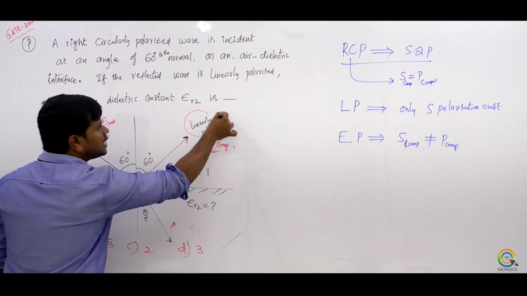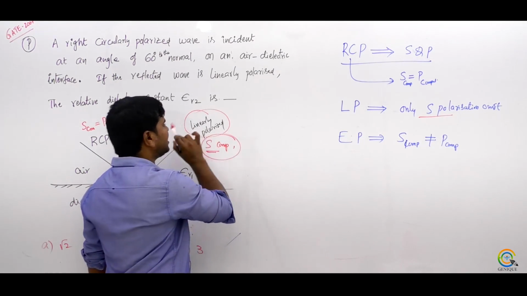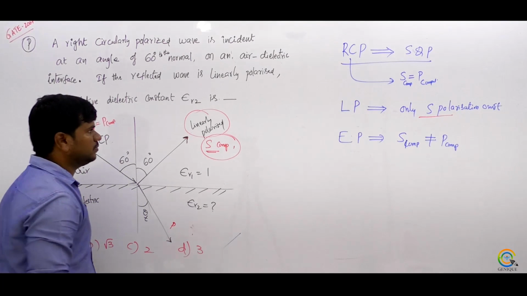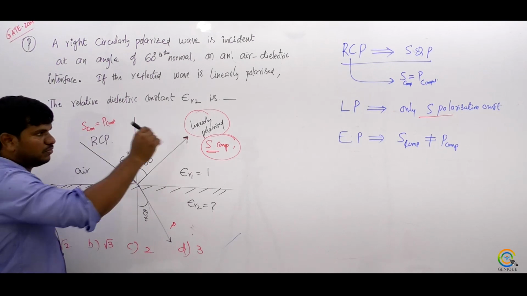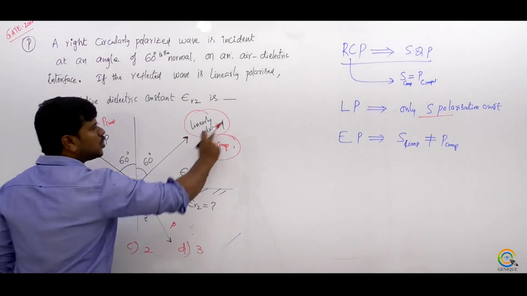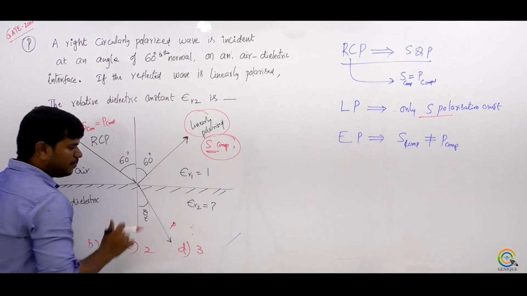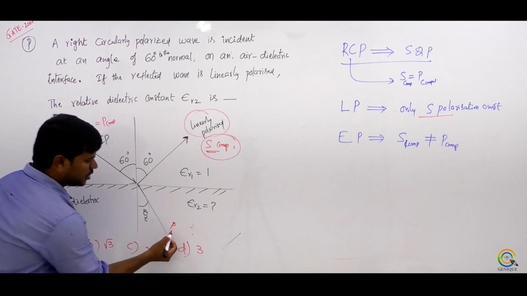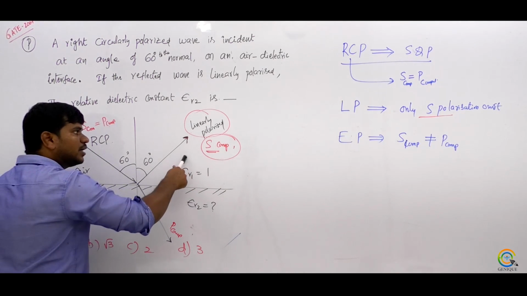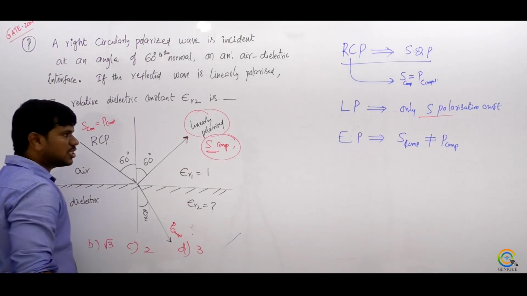Only the linearly polarized wave means what? Only the S polarization exists. So S component only existing for the linear polarized wave. The meaning of the linear polarized wave means that one. Only S polarized wave is existing. So that means there is no reflection of the P polarized wave. That means the entire P polarized wave is transmitted. So this is the P component. Okay, S component means we cannot say that the total S component will be transmitted.